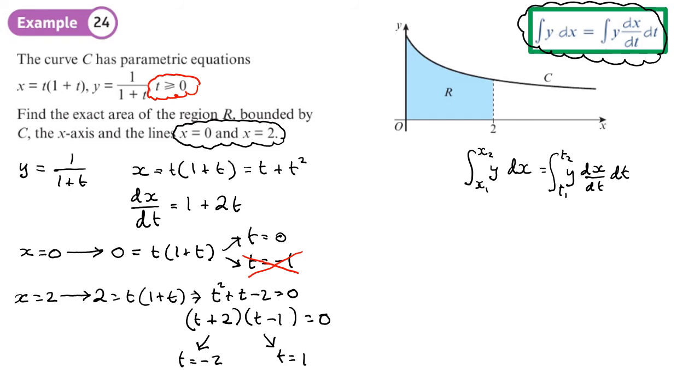Again, because t is greater than 0, we ignore that. So we now have our t limits. We just need to make sure we put them the right way round. Since x was the lower x value, t needs to be the lower one, and since 2 was the limit that would go at the top, this needs to be the limit that goes at the top.